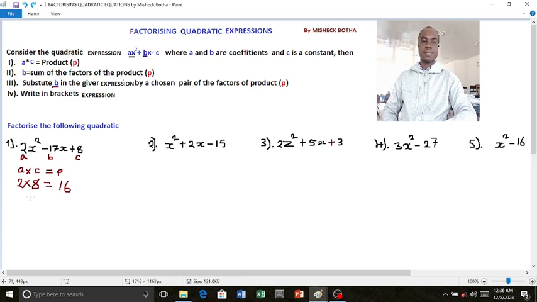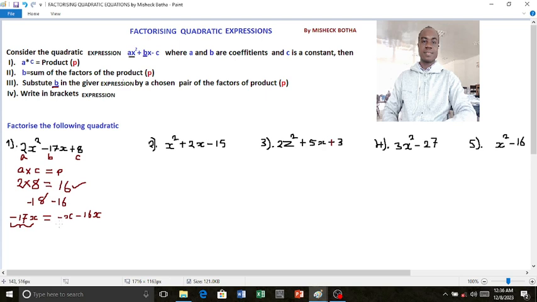So we have chosen negative 1 and negative 16. This means if we multiply negative 1 times negative 16, we'll get back our product, and negative 1 plus negative 16 will give us negative 17, which is our sum, which is our B. So that simply means wherever we have negative 17x, this can be substituted by negative x minus 16x. So this is the second step.